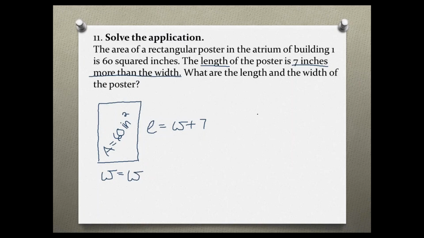There's a formula for the area of a rectangle, which is A equals width times length, or length times width. And now I can just plug in all the information that I know. So the area is 60, the width is just W, and the length is W plus 7.